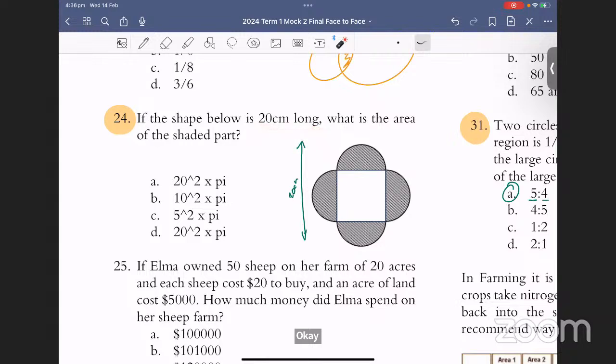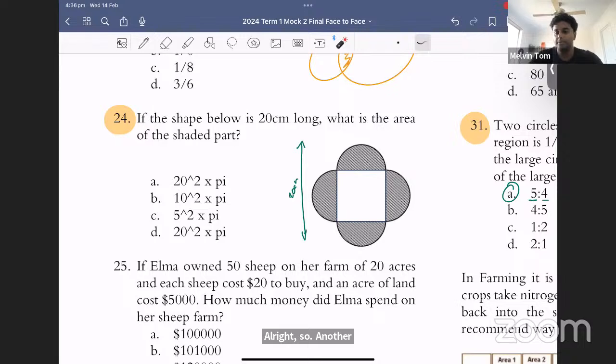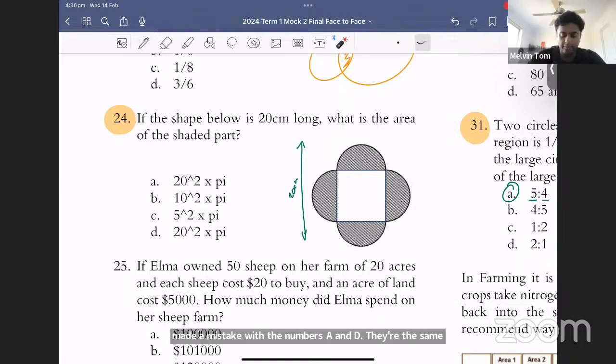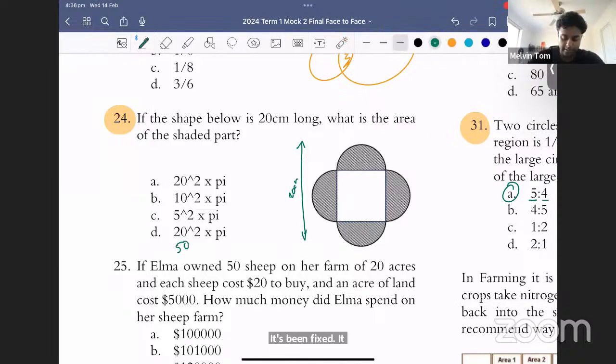All right. So now that the whole shape is 20 centimeters long, one thing we can tell straight away is that the diameter of this circle is the same. You made a mistake with the numbers A and D. They're the same. Oh yeah, we fixed it in the correct version. In the Sunday class, it's been fixed. The new print said 50 times pi.